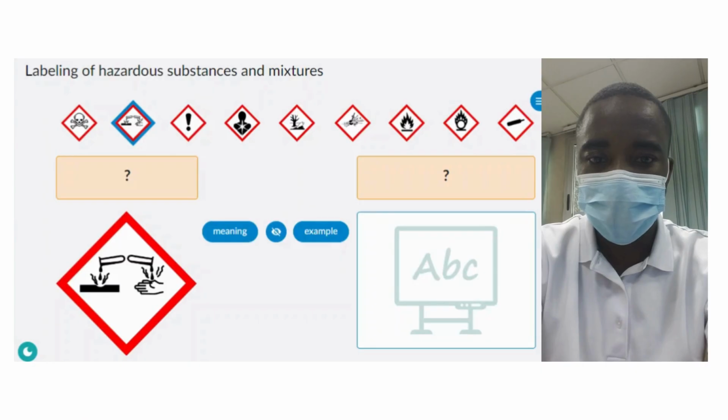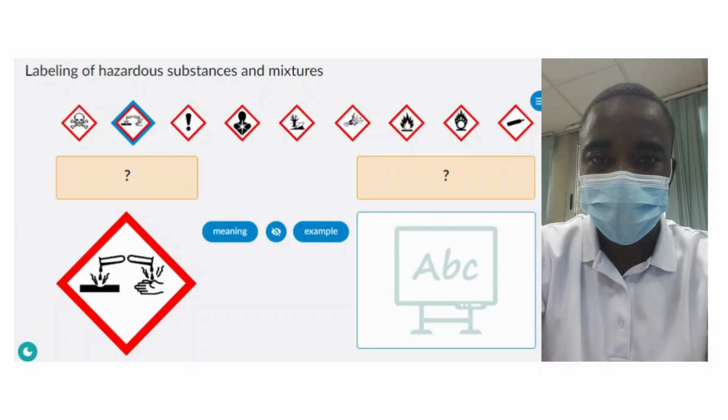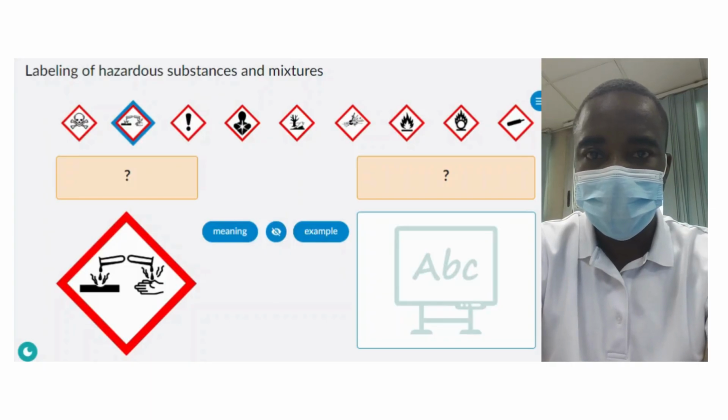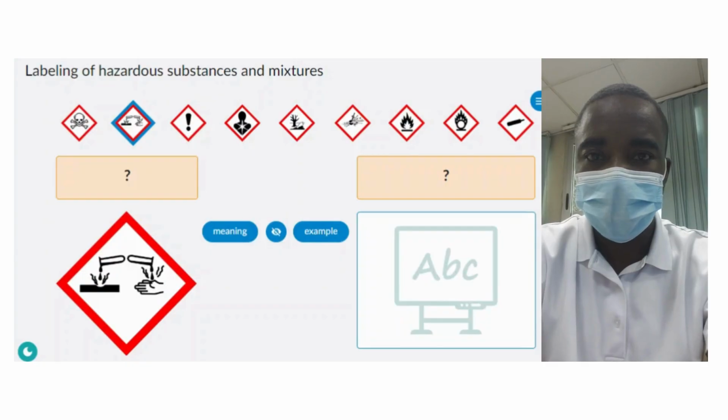The visual nature of the simulation makes abstract concepts more tangible. Students can observe the properties and handling practices of hazardous substances in real time, helping them to grasp complex ideas more easily. The simulation offers immediate feedback, allowing students to see the results of their actions instantly. This helps correct misunderstandings quickly and reinforces learning through trial and error.